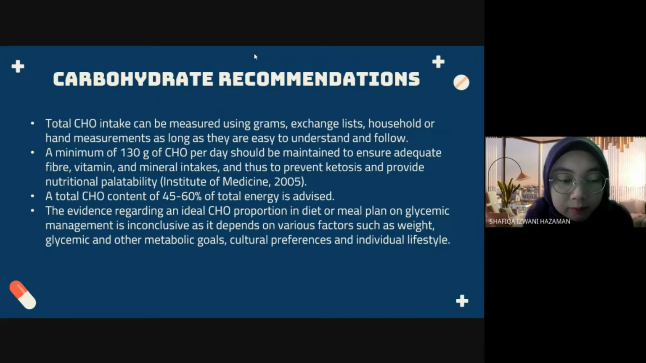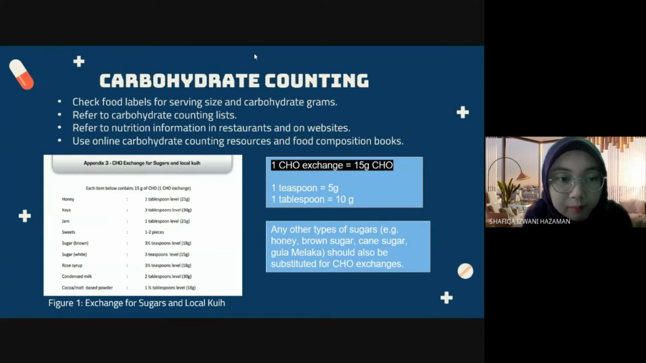The evidence on the proportion in diet or meal plan on glycemic management is inconclusive as it depends on various factors such as weight, glycemic, and other metabolic goals, cultural preferences, and individual lifestyle. Next, this is the way to do the carbohydrate counting: check food labels for serving size and carbohydrate grams, refer to carbohydrate counting list, or refer to the nutritional information in restaurants and on websites, or use online carbohydrate counting resources and food composition books.